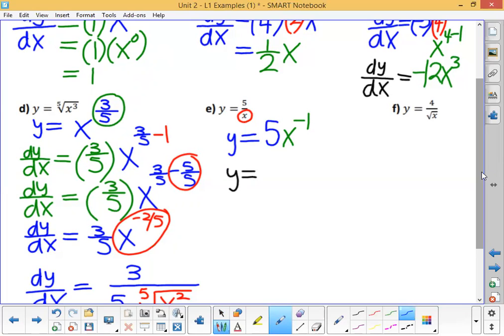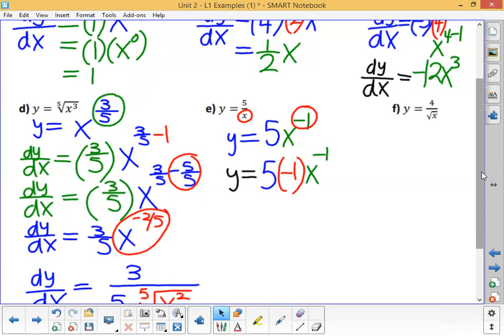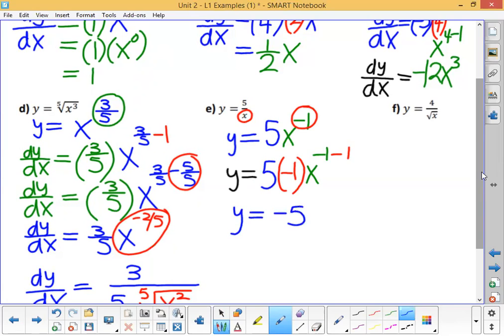When I do that, okay, so I'm going to keep my 5 there, -1. I want to bring that down to multiply. And then I have x to the power of -1. I have to remember to subtract 1 from that. So that's going to give me y is equal to -5.